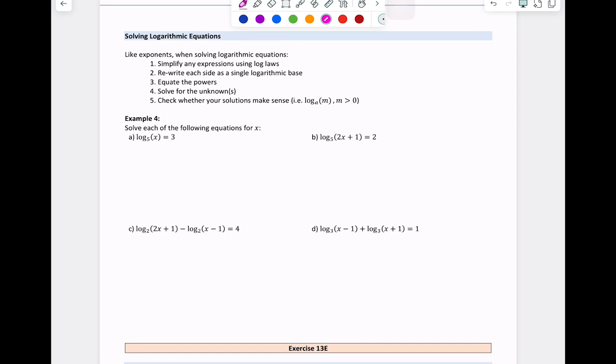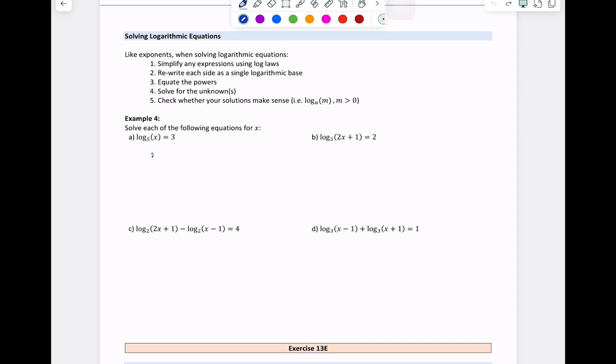And then you check your solution so it makes sense, just making sure that the value of m has to be greater than 0 when it's inside a logarithm. So we're going to look at example 4a now. What I do want to teach you is that we can re-express this as 5 to the power of 3.